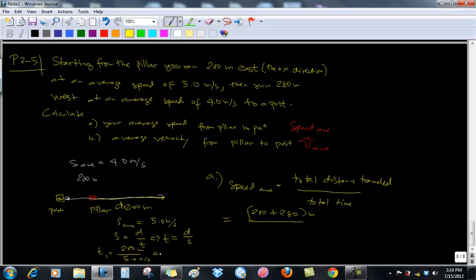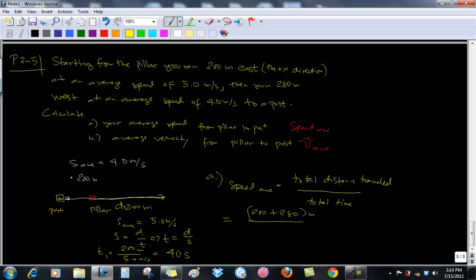200 divided by 5, that's how much? About 40 seconds. So 40 seconds for 200 meters. Well, 200 divided by 5. Right, 40 seconds.